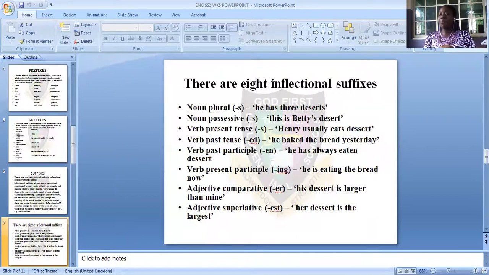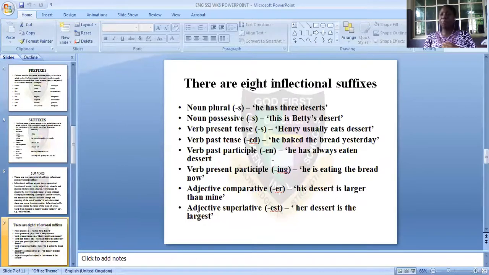We also have verb present tense s. Henry usually eats dessert. That is the s that we add to the present tense of a verb to show that the verb is in the present tense. The verb here is eat. When we add s to eat, it shows that the word eat is in the present form. Henry usually eats desserts. That's something that he does often, on a continual note.